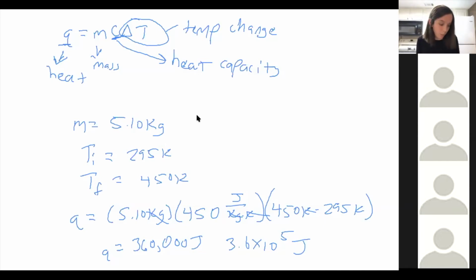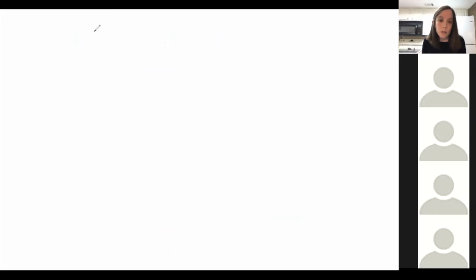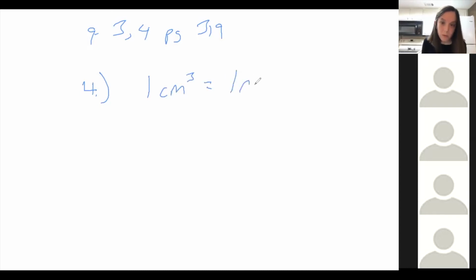Okay, so today, work on page 319. Just do questions 3 and 4 for today. So questions 3 and 4, page 319. And for question 4, you should know that 1 cubic centimeter is equal to 1 milliliter. You have to use that conversion for part B of number 4.